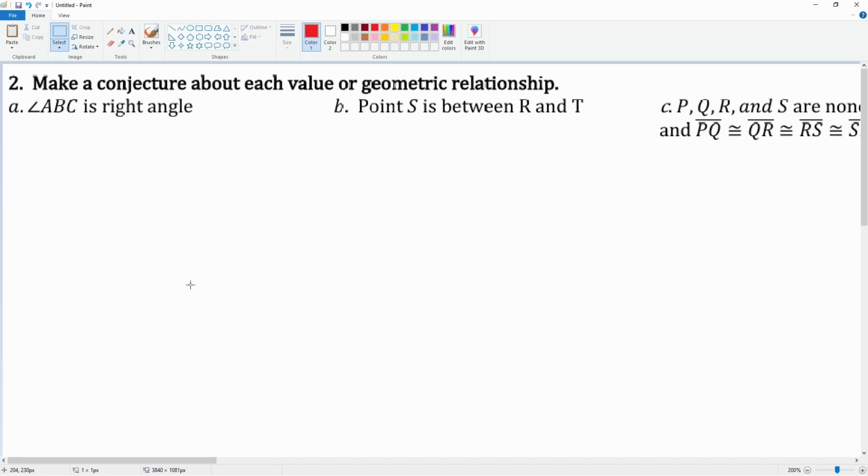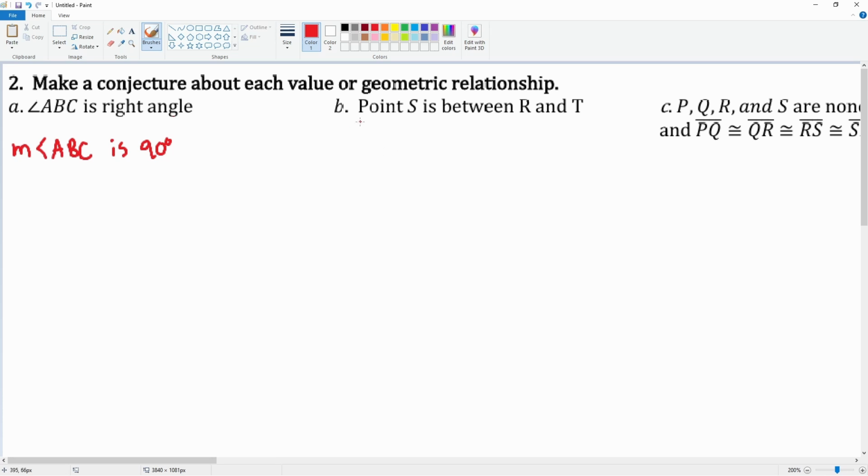For number 2, you're going to be making a conjecture about the value of this geometric relationship. We know that angle ABC here is a right angle, so you can say that therefore the measurement of ABC is going to be 90 degrees.